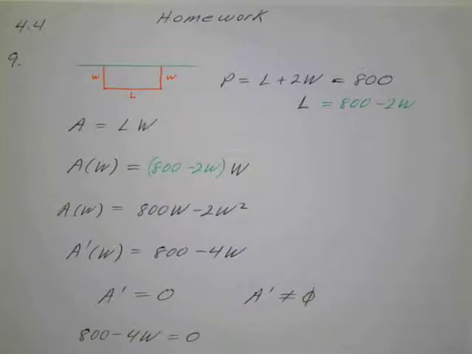A rectangular plot of farmland will be bounded on one side by a river and the other 3 sides by a single strand electric fence. With 800 meters of wire at your disposal, what's the largest area you can enclose? And what are its dimensions? So we're looking to maximize the area.